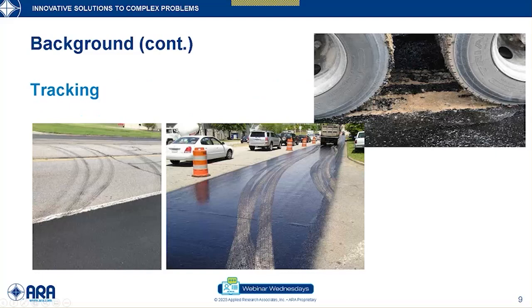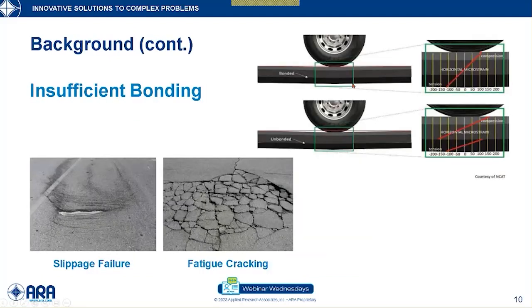Okay, so this slide will make your concept of tracking more clear, I think. If you can follow this picture in the middle of the screen, you can see a truck moving after applying tack coat, and this tack coat didn't properly set or break down. You can see the tire is picking up the tack coat, and if we zoom in on this picture, you can see that the tire picked up the tack coat, so there is not enough tack coat present in this pavement. That will ultimately lead to lack of bonding.